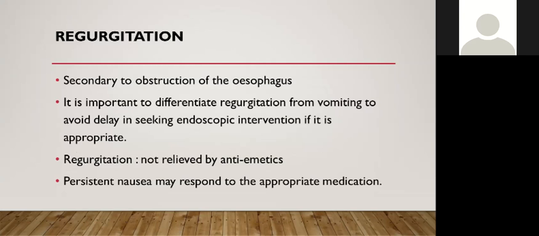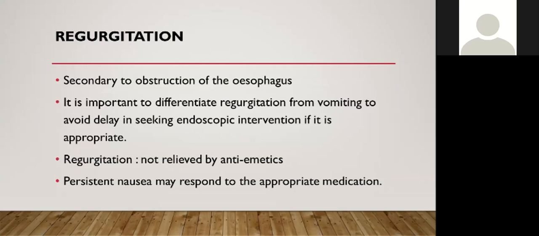Okay. So regarding regurgitation, when the patient complains of vomiting, we need to take a proper history to know whether they are vomiting the contents or whether it is gastric regurgitation that is coming up. Sometimes you can consider endoscopic interventions if it is appropriate. And the history to remember is it is not relieved by antiemetics. If the patient has persistent nausea followed by vomiting, it can respond to appropriate medication. With regurgitation, the whole cascade of vomiting will not be there. Basically, the contents from the stomach just regurgitate into the esophagus and come out, not forcefully. It just regurgitates and comes out.